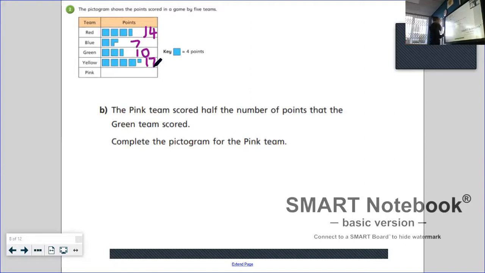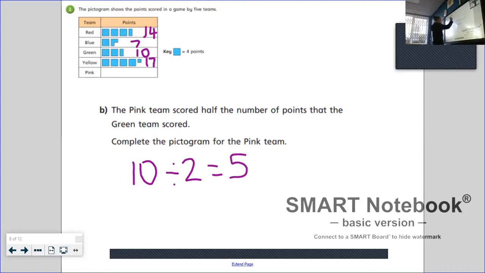Right. The pink team scored half the number of points that the green team scored. So we've got to look at what did the green team score. The green team scored 10. So what's half of 10? Equals 5. Now, how am I going to draw 5?